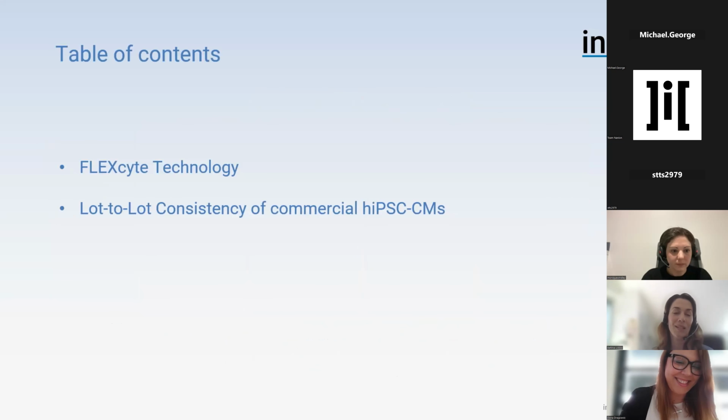So, stepping into the table of contents, because most of the projects I'm going to show you deal with the technology, I'm going to show you a bit more about the FLEXcyte first, how it works and the parameters. Then we dive directly into the robustness analysis of commercial human iPSC-derived cardiomyocytes, because we get that a lot from clients, that they're worried when they have to switch between lots. Is it going to change the results? So we did an analysis of 10 different lots to see how robust they were.